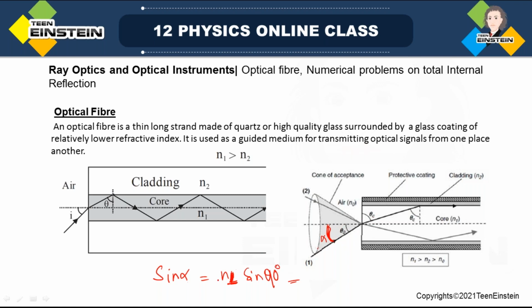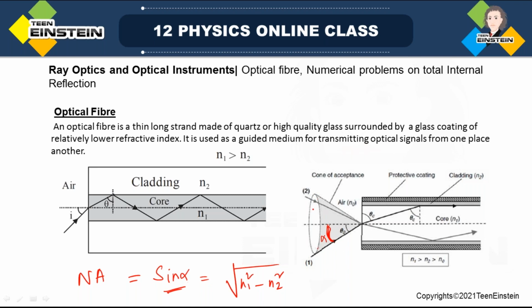So I'll tell you what is happening here. What is the formula for this acceptance angle? The sine alpha will be given by under root n1 square minus n2 square. This is also called numerical aperture. Sine of that angle is called numerical aperture. Alpha is the angle of acceptance.